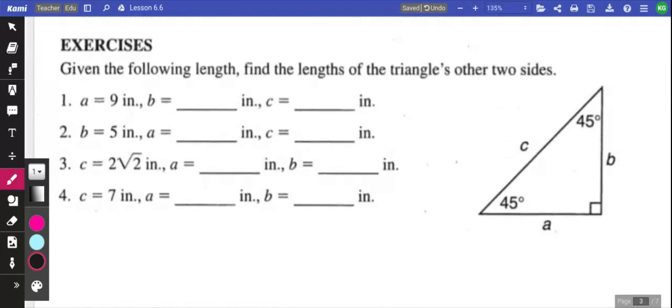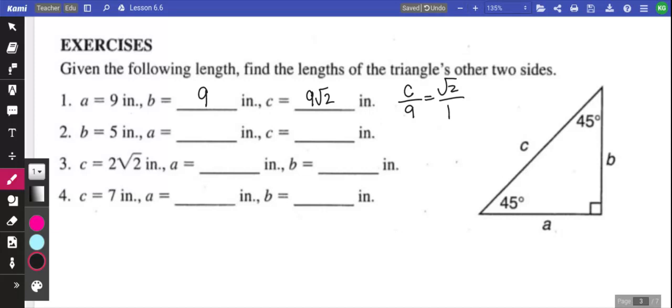In this exercise, we're given a 45-45-90 triangle. For the first part, we're given that A equals 9. Since it's isosceles, we know that B would also be 9. Then for part C, the hypotenuse, we set up C over 9 equals square root of 2 over 1. For this book, we're going to leave it as 9 times the square root of 2. We're not going to give the decimal answer.